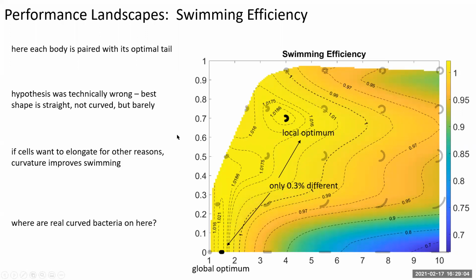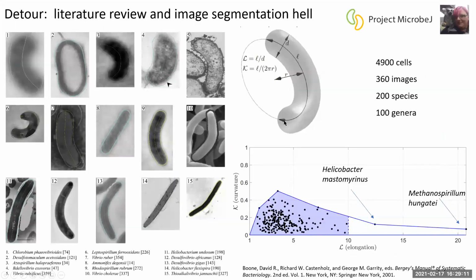Now, anyway, what is going on? Where are real bacteria here? I didn't talk about the actual shapes yet. So you have to take a detour. It turned out to be a rather long and somewhat painful detour because we needed to go through the literature and figure out what shapes are out there. There was no database of quantified curved rod morphology. Sure, the paper will say it was slightly curved, it was comma shaped, it was very curved, but that doesn't mean anything, of course, mathematically. You need to put a number on it.